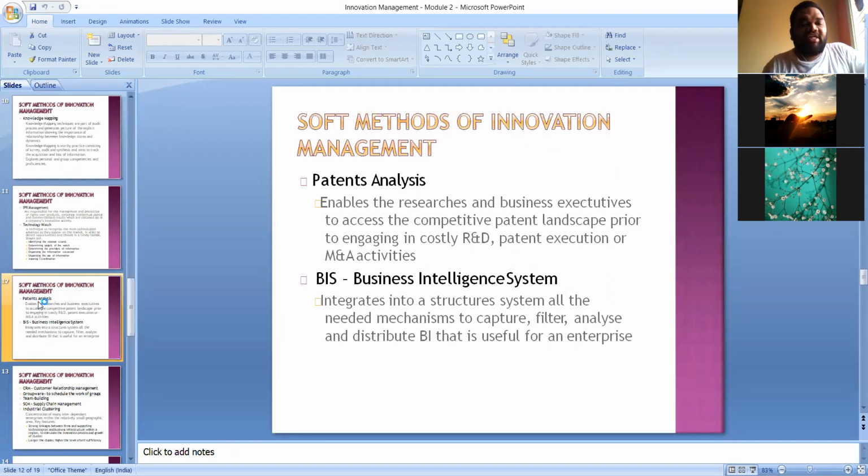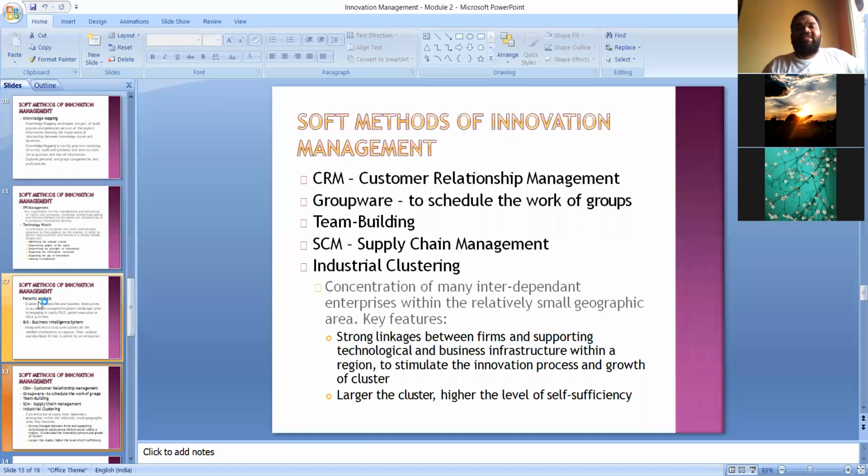So moving on to the next, let us discuss today. I think we stopped in the last class here only, that is customer relationship management, groupware to schedule the work of groups, next team building, and the next one is supply chain management and industrial clustering. Let us discuss these five soft methods of innovation management.